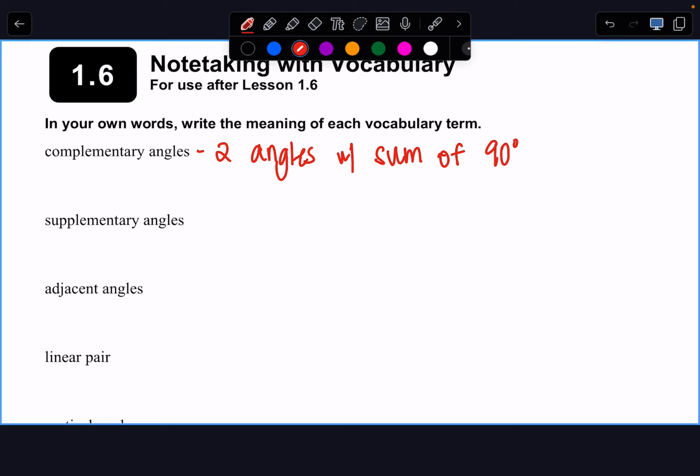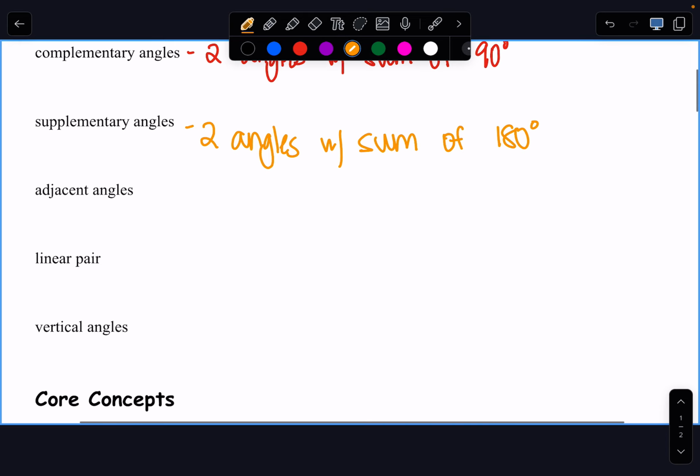Okay? Austin, what about supplementary? Angles with a sum of 180. Yep. They can be next to each other or not next to each other, but we know that the two angles will add to equal 180. So if I say 30 degrees, what's its supplementary angle? 150. Okay.